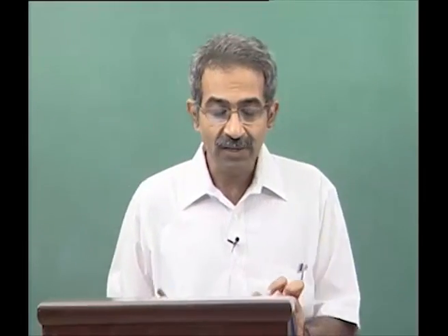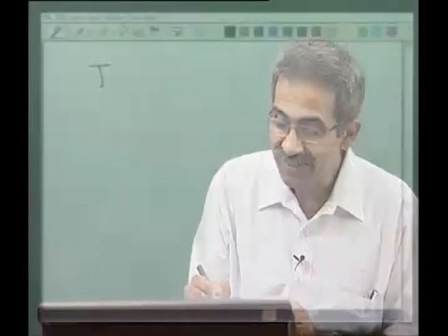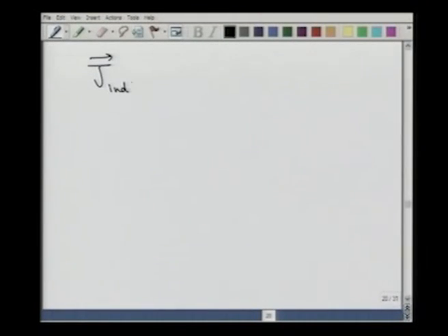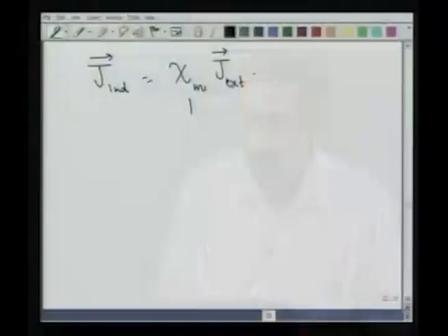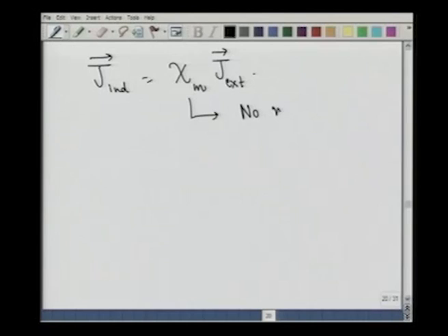So, with this introduction, what I will now do is to write J induced is equal to chi m J external. Everything has something to do with the magnetic field. What about the sign of chi? If the material is diamagnetic, chi will be negative. If the material is paramagnetic, chi will be positive. So, no restriction on the sign of chi.